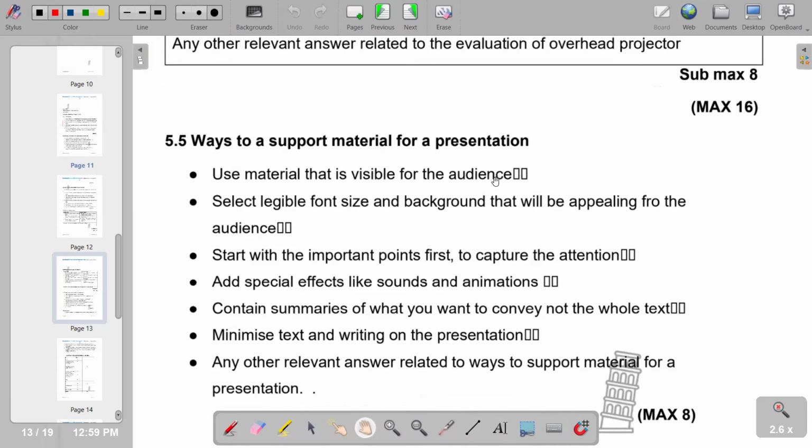Use material that is visible for the audience. Select legible font size and background that will be appealing for the audience. Start with the important points first to capture the attention. Add special effects like sounds and animations. And then we've got content summaries of what you want to convey, not the word text. Minimize text and writing on the piece. So these are the points on ways to support material for a presentation.